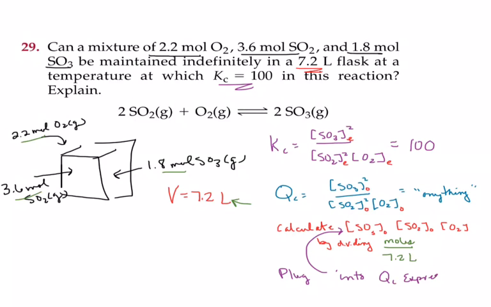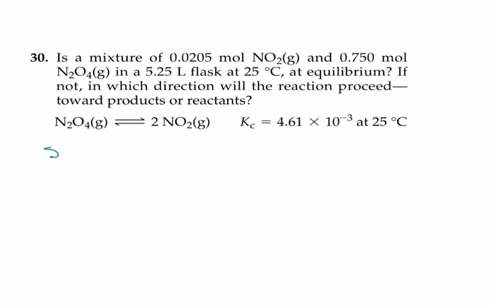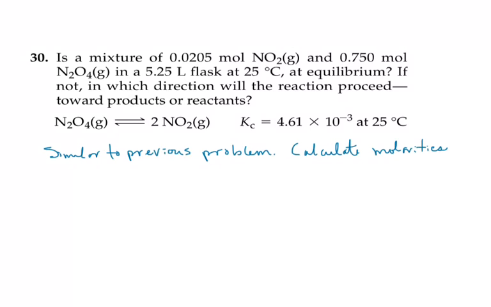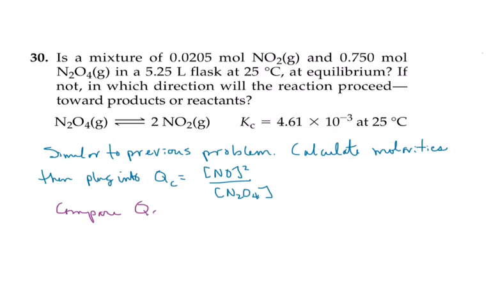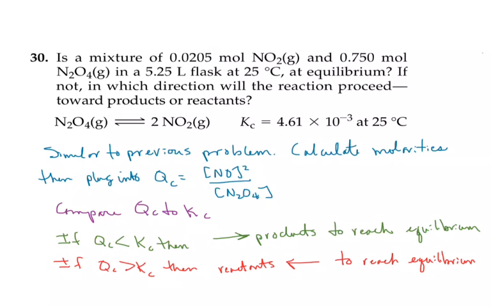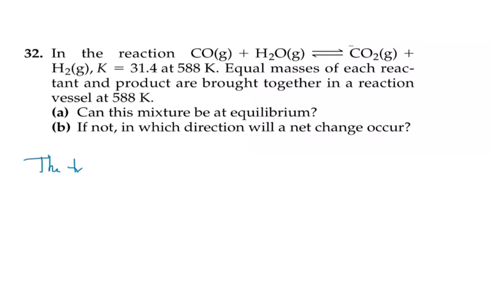Plug those concentrations into your reaction quotient expression, and then compare it to 100. If they're not equal, then it's not at equilibrium, and you have to say what direction it's going to go. Or I think there you don't have to say what direction it's going to go, but I think you should. All right. The next one, or the last one.